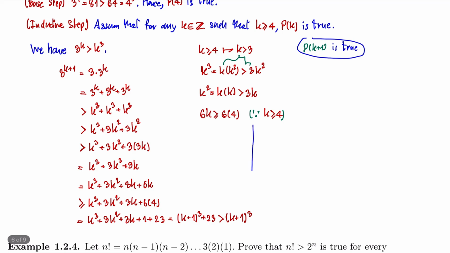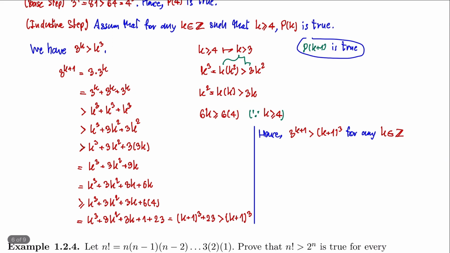Okay, so we have, hence, right now we have 3 to the k plus 1 greater than k plus 1 cubed, for any integer k such that k greater than or equal to 4. So we have proved the inductive step already. Therefore, we've shown that 3 to the n greater than n cubed.